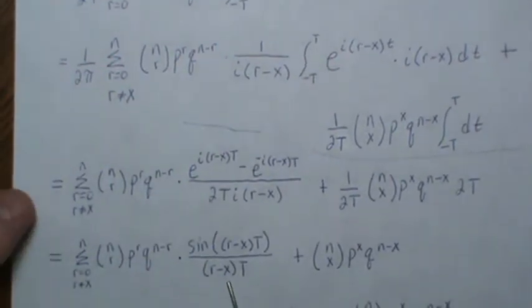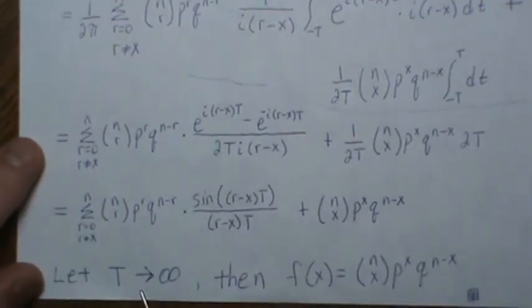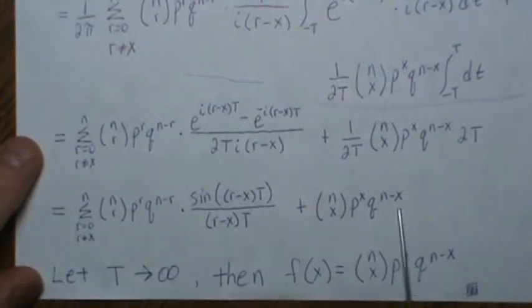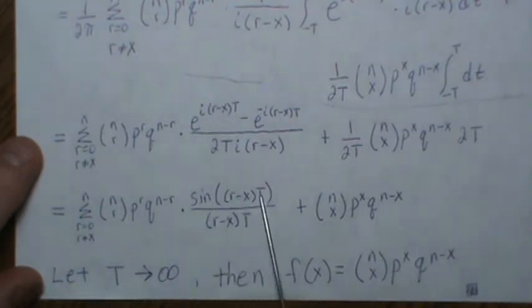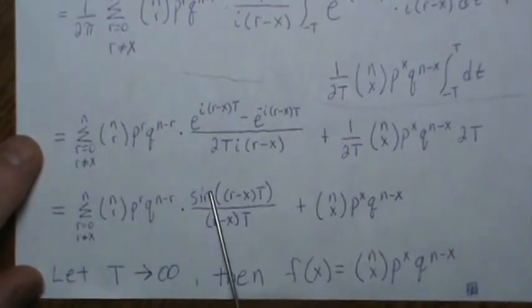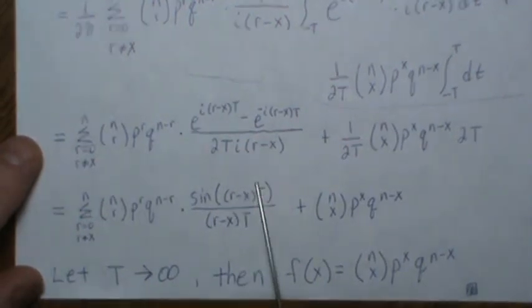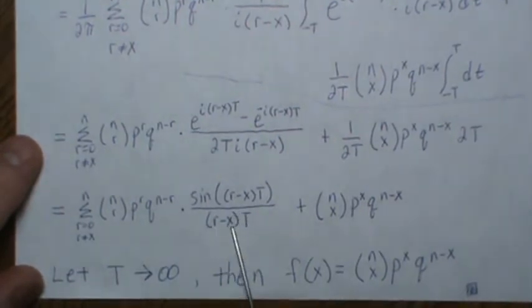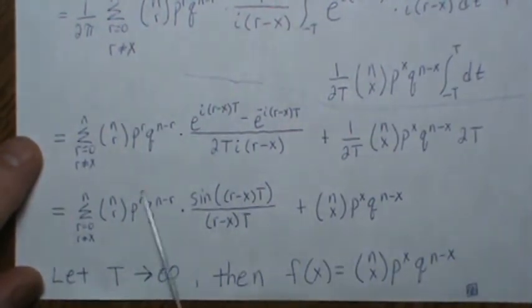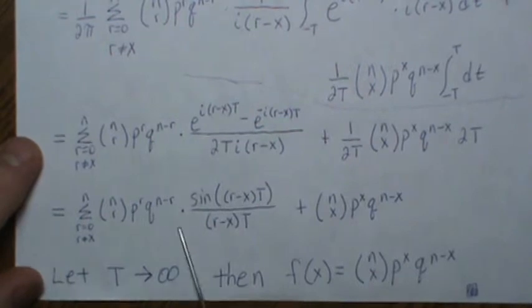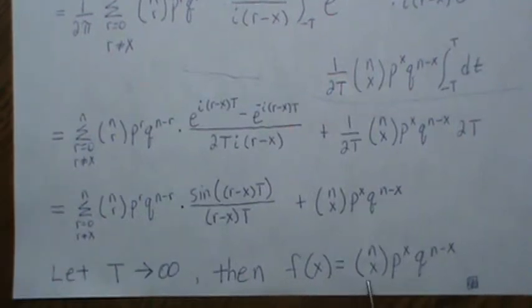Now, if we let t go to infinity, here it's just a constant, so it stays the same. But this is bounded between -1 and 1, and this piece goes to infinity, so the whole thing goes to 0. So this goes away, leaving just this piece. So that tells us f of x is equal to this. And we know that that's the PDF of a binomial distribution.